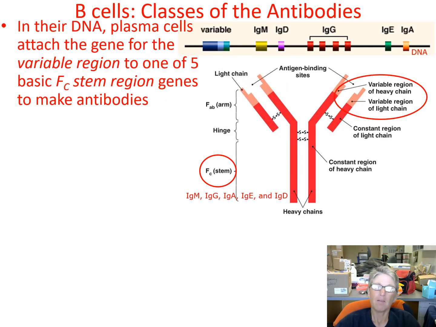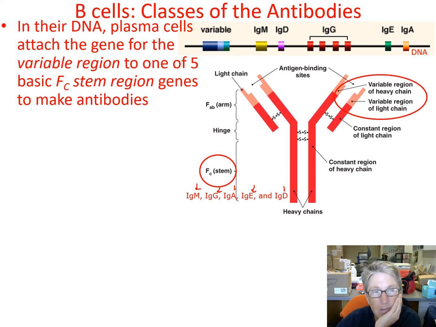B cells, classes of antibodies. So for the classes of antibodies, you can remember an old-timey woman's name, Madge. IgM, IgA, D, G, and E spell out a woman's name, Madge. That's how you can remember the different classes of antibodies: IgM, IgG, IgA, IgE, and IgD.